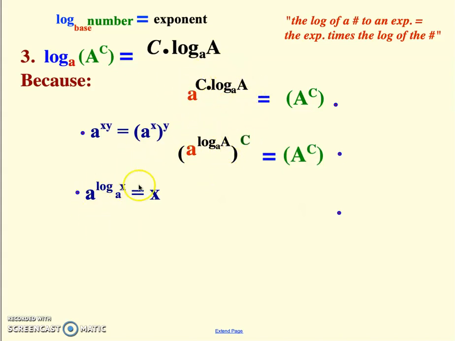And then using our property from the previous day, A to the log A of capital A is A, so A to the C is equal to A to the C. Again, it's not so much about you guys doing the proof as it is about the connection of the law to its exponential counterpart.